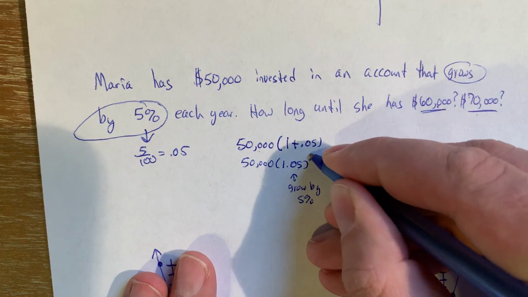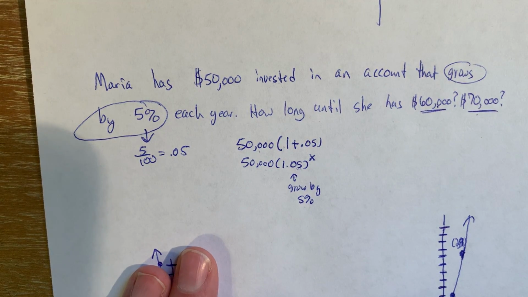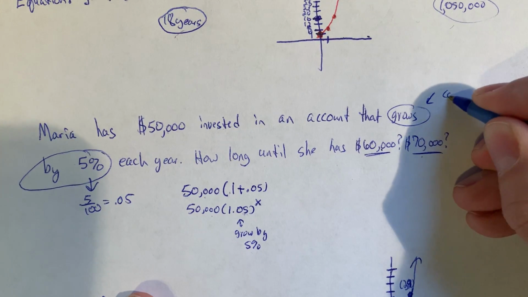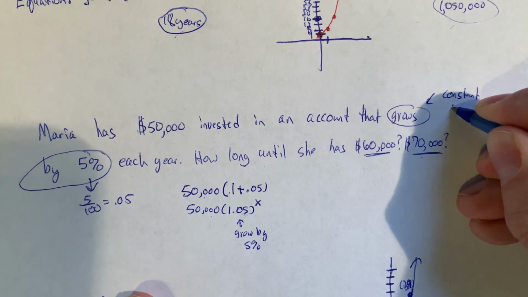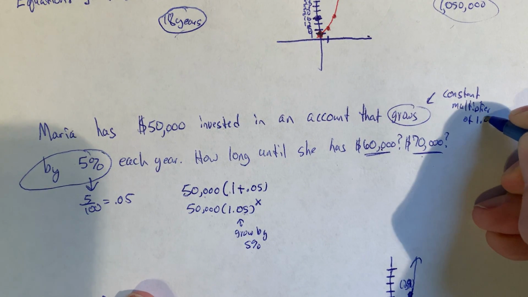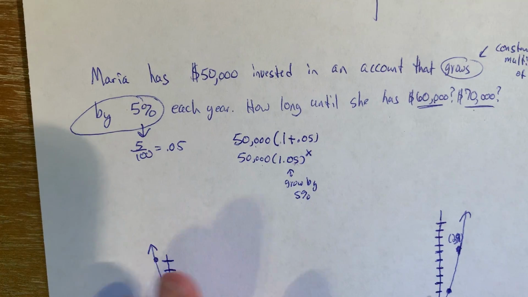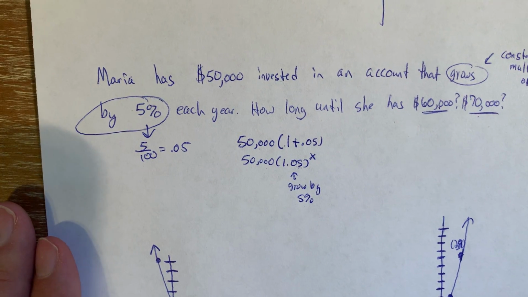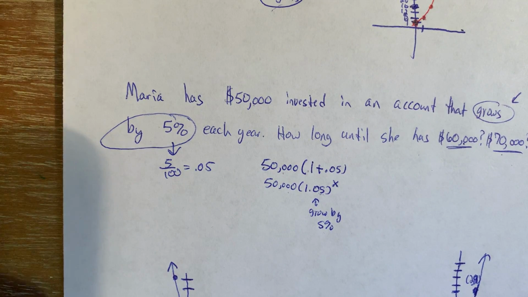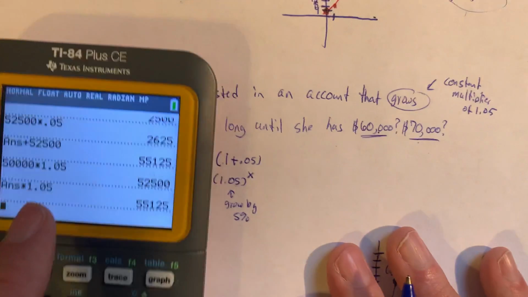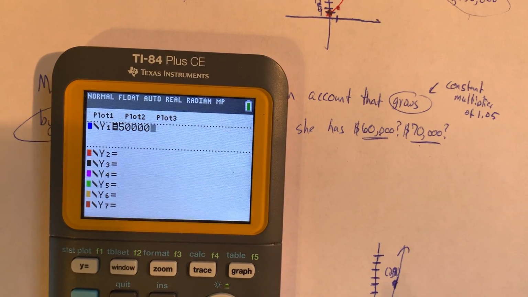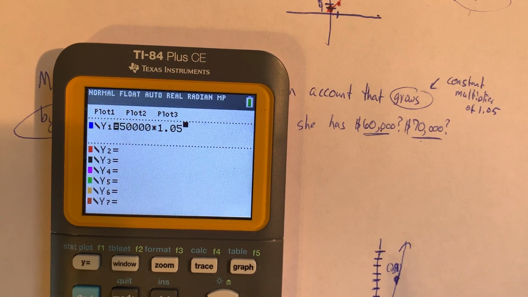So we could just multiply by 1.05 each year, and that's our constant multiplier. So this is a constant multiplier of 1.05. So let's look at what happens here, guys. We are going to see when she gets 60,000. Let's use our table again. Y equals 50,000 times 1.05 to the x.